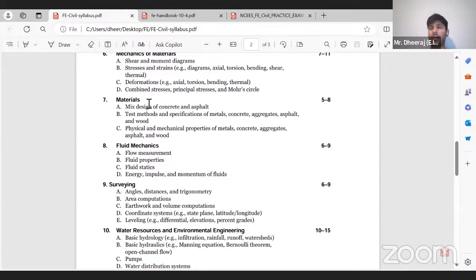I didn't really find a lot in the handbook, but you can find this topic in the FE Civil review book. There you will find the materials concept. So go there and solve a few questions, and very importantly, solve questions from the model paper, the 110 questions model paper. You will have like 6 or 7 questions.